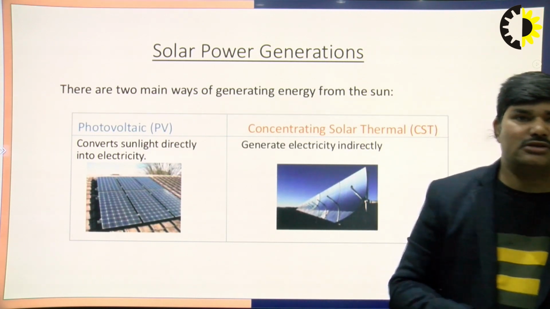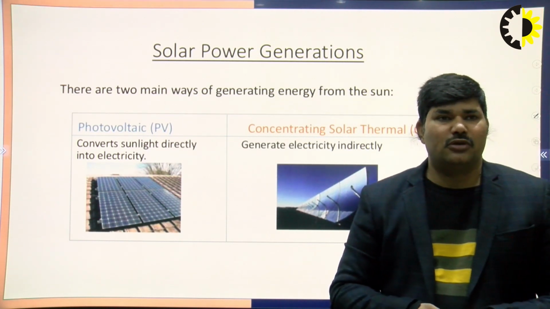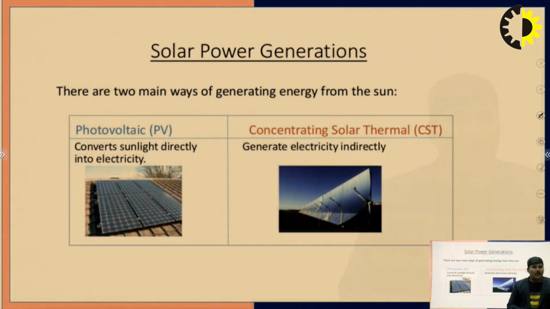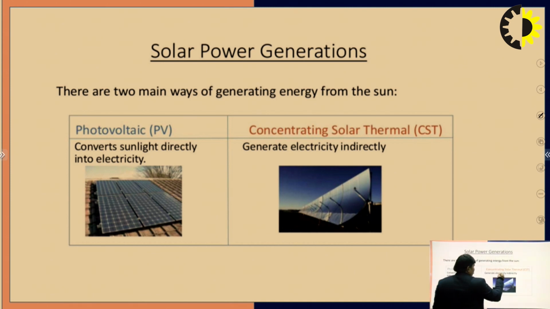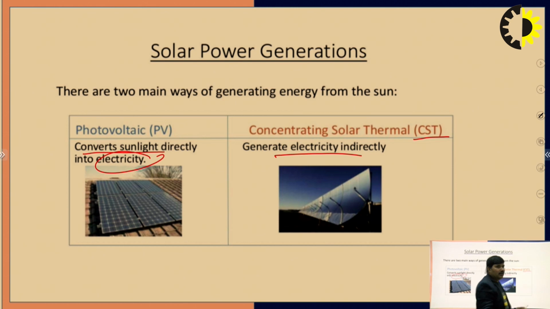So for solar power generation, you can see there are two main ways of generating energy from the sun. One is photovoltaic, PV, which converts sunlight directly into electricity, and the second is CSP, concentrating solar thermal, which generates electricity indirectly. So these are the two types of power generation.